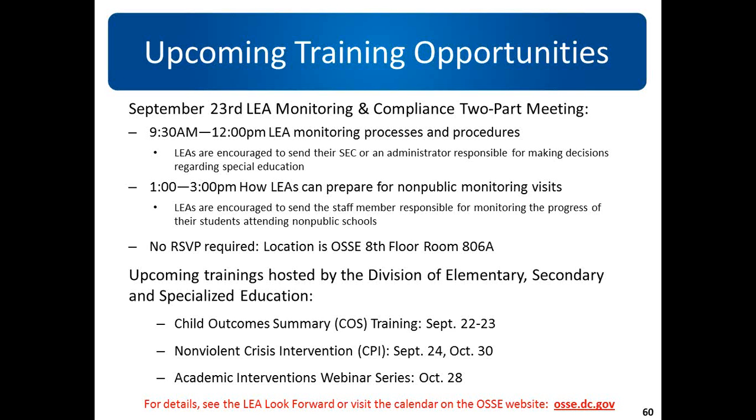If you serve preschool or pre-K students with disabilities and you have no idea what Child Outcome Summary is, then you or one of your staff members definitely needs to come to our training next week. But if you are very familiar with COSS and you know what it is, it's under control, you don't need to come to this new orientation. We'll have other webinars and stuff that we'll let you know about. We've got a nonviolent crisis intervention training coming up and a very exciting academic intervention webinar series coming up. Again, watch out for this on our new calendar and in the Look Forward.